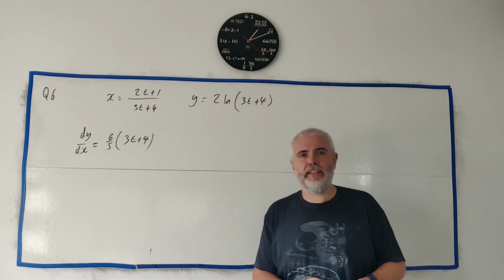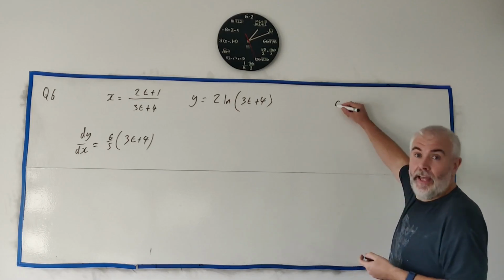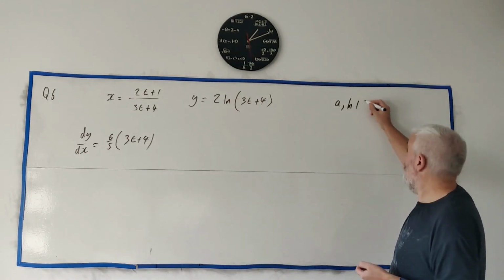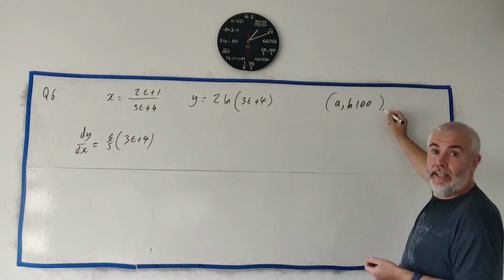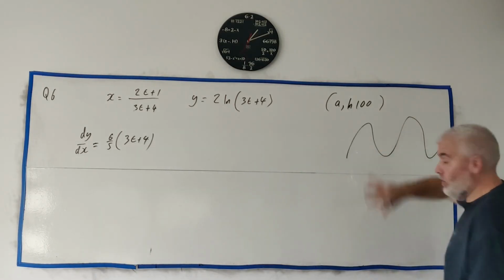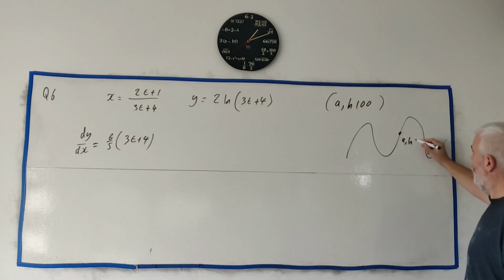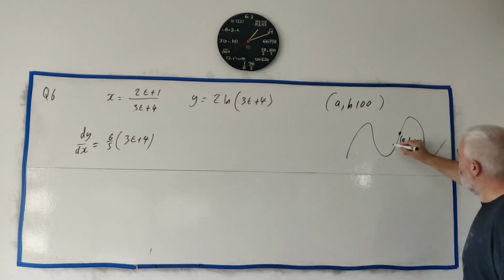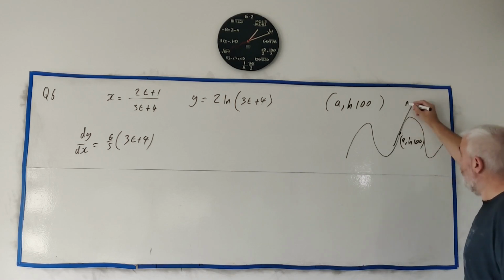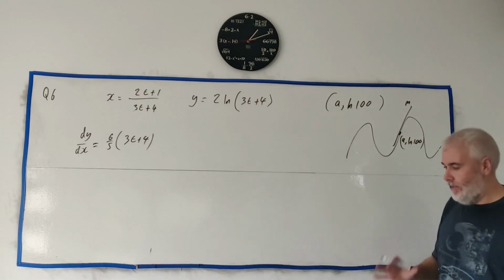In part B, they tell us it is given that the gradient of the curve at the point a, natural log 100, is m. I got rid of the curve I drew. Let's just say it looks like this. So there's some point, a, natural log 100, and its gradient is m. That's what they told us there. Find the values of a and m.